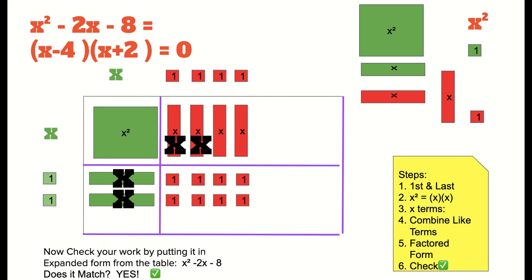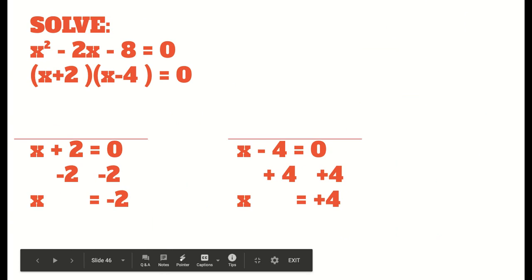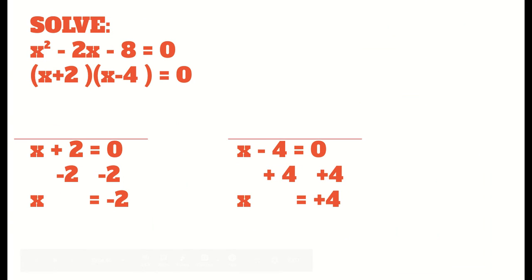Next page. Does it match? Yes. We did the check. X squared minus 2x minus 8. Now we have to still find a solution. We still haven't found it yet. So we did factor it. So we have x plus 2 times x minus 4 is equal to 0.